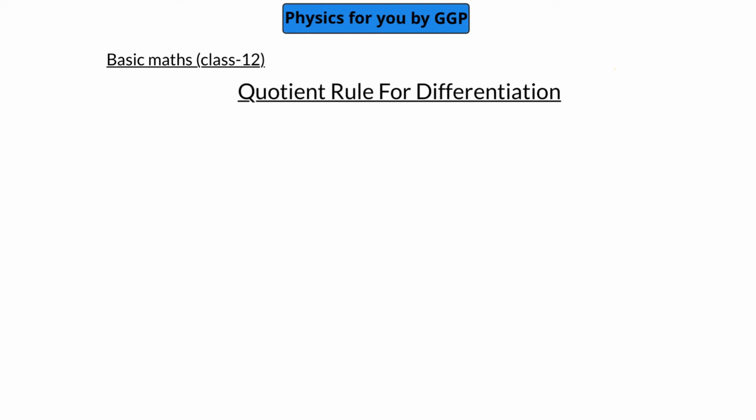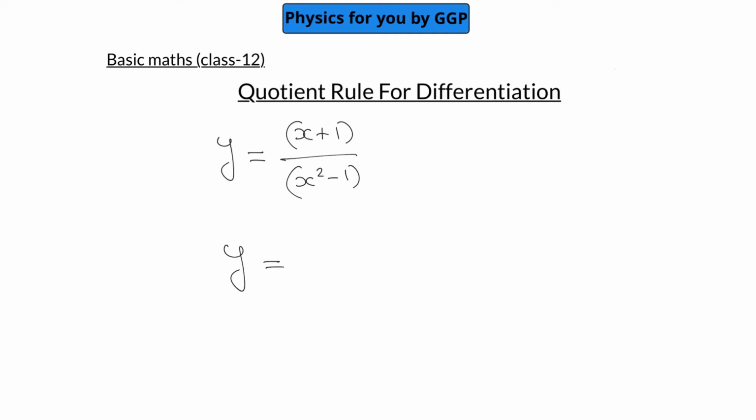Welcome to Basic Maths Class 12, and this will discuss the quotient rule for differentiation. For a function, let's say it is represented as y is equal to (x + 1) divided by (x² − 1), and our aim is to find the value of dy/dx. So here it is one function divided by another function. I'll discuss how to differentiate this function by using a rule known as the quotient rule.